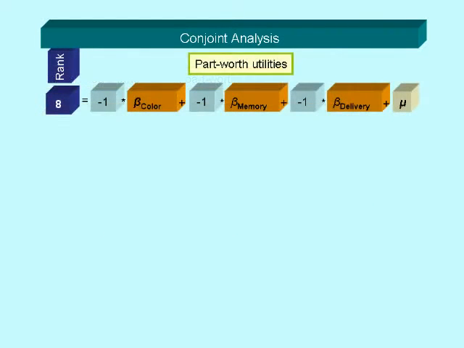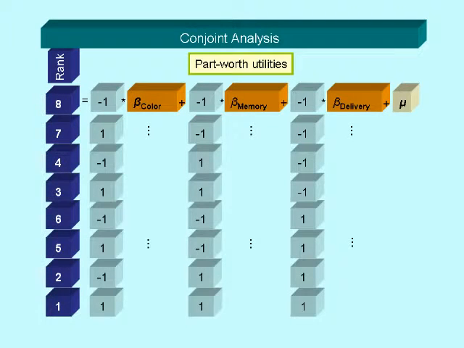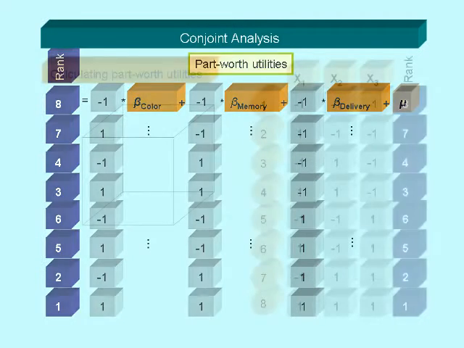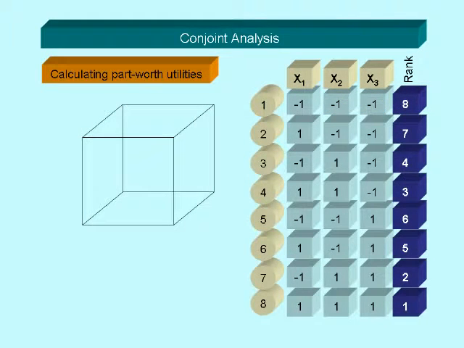Now we can set up a system of linear equations using the coded combinations and the ranking for each combination given by the person. This system of linear equations can be solved with a multivariate linear regression. Excel is a possibility to handle the case. For our simple example, here we calculate the part-worth utilities in the following way.